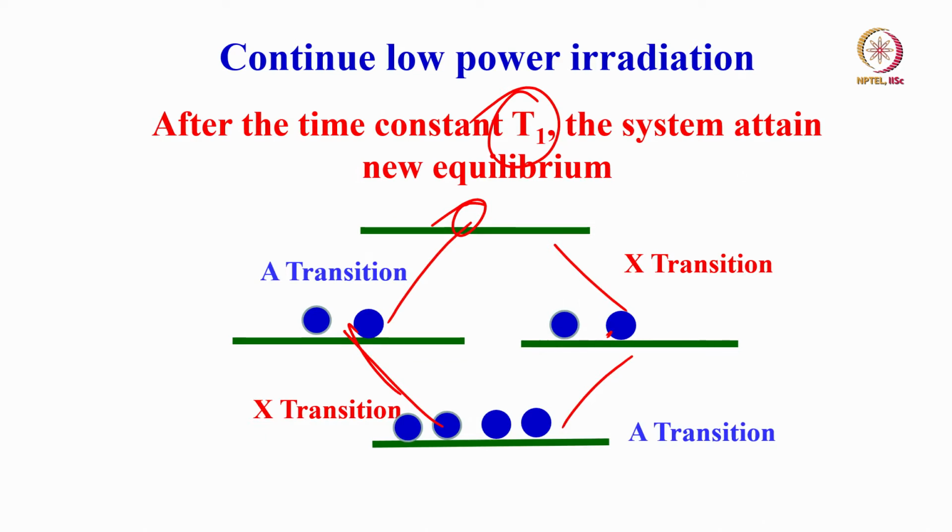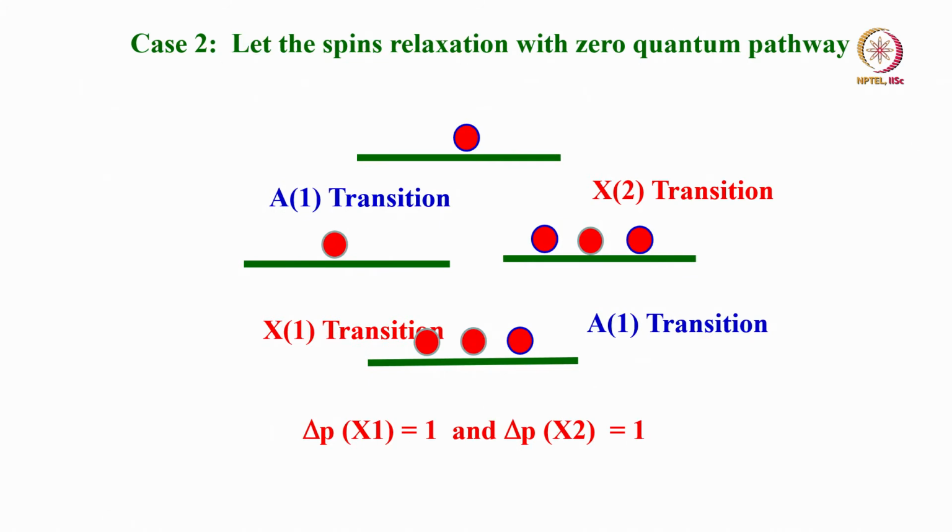So, this is possible. Now, we can think of another thing. Let the spins relax through zero quantum pathway. Why should I go through double quantum always? There is no need for it. It can adopt zero quantum pathway also. Let us see if the spins relax like this. One of the spins relax like this after irradiation for some time. Now, recalculate the population difference.